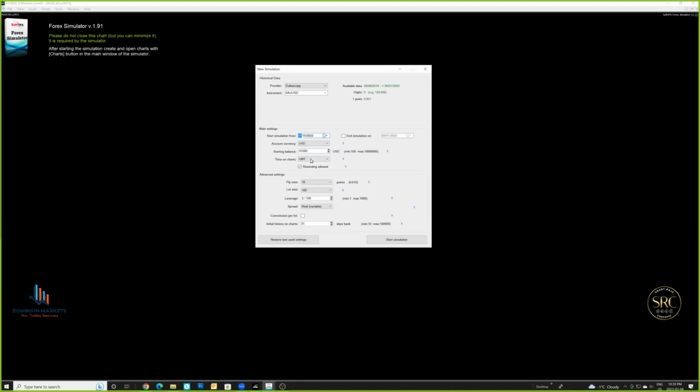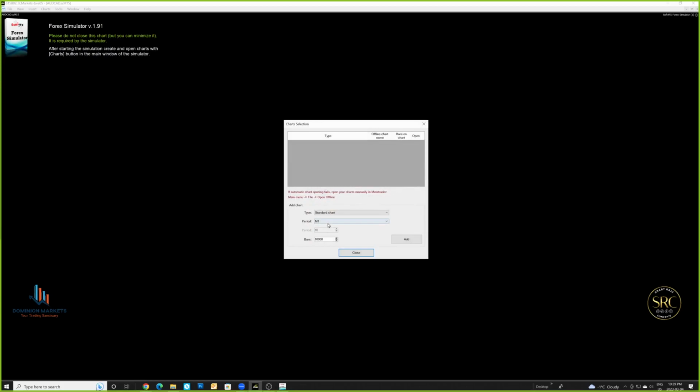Let's start with 10,000 because we got some inheritance, so we're kind of rich now. Previous unit charts, we want to see 150 days. Let's do 200, if it's available, we'll see it. Spread is going to be, I guess, 1.5 pip spread, 150 points. All right, it's go time.